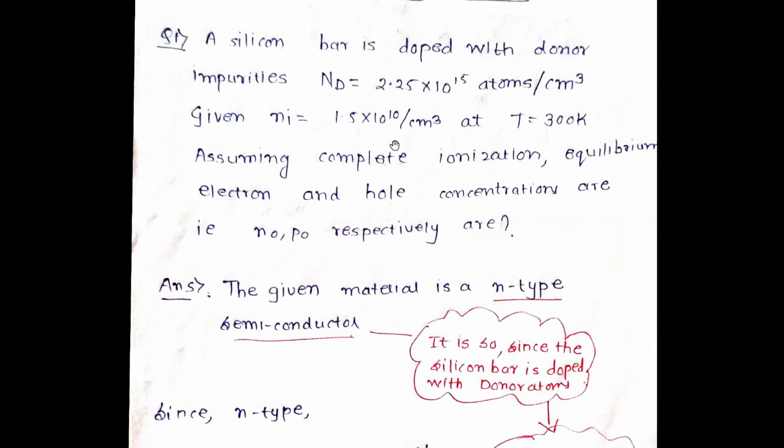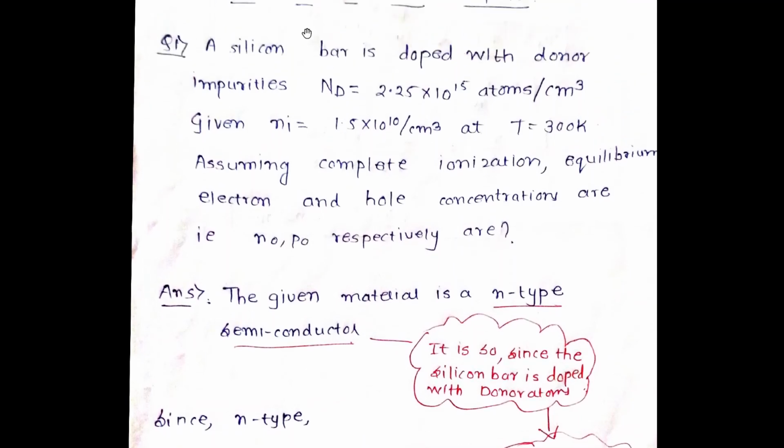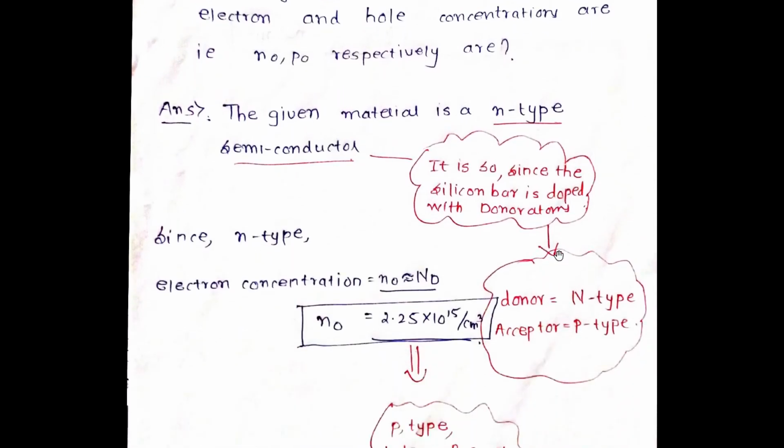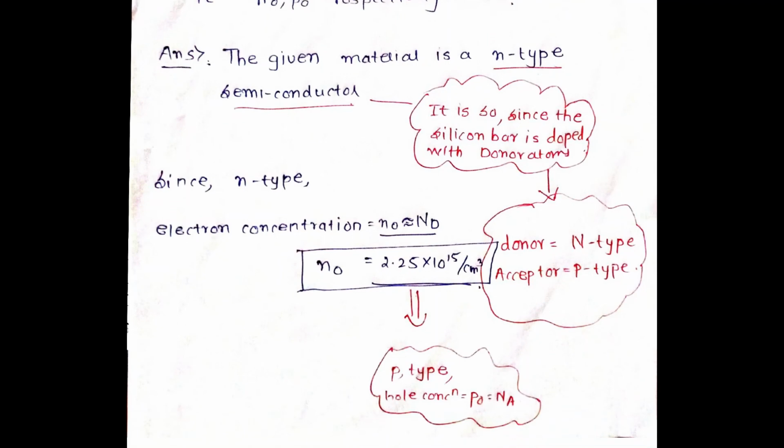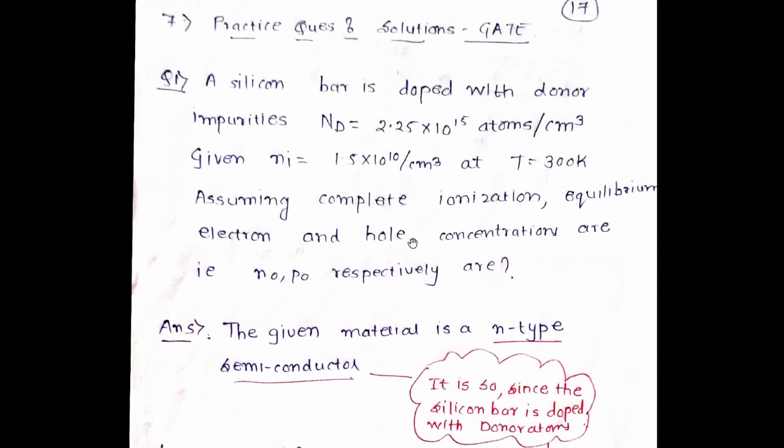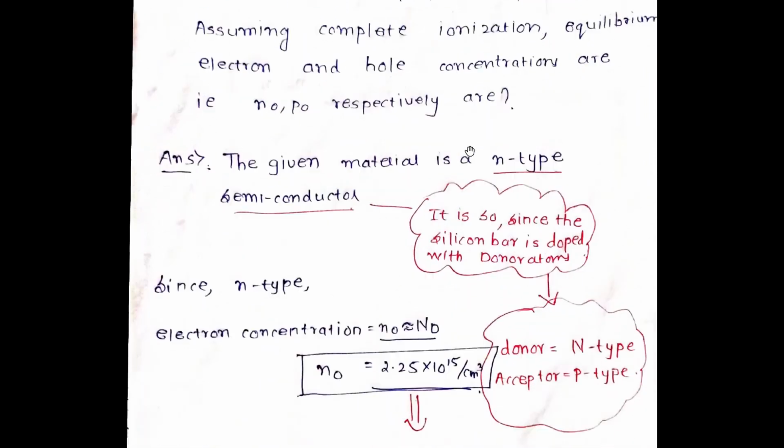As I told you, the silicon bar is doped with donor impurities. All the reasons and everything are marked up in my notes. You can get the notes from the description box link, and learn and practice on your own. As this silicon bar is doped with donor atoms, the semiconductor is called an N type semiconductor. In this N type semiconductor, the electron concentration is given as Nd, which is 2.25 into 10 raised to 15 atoms per centimeter cube.